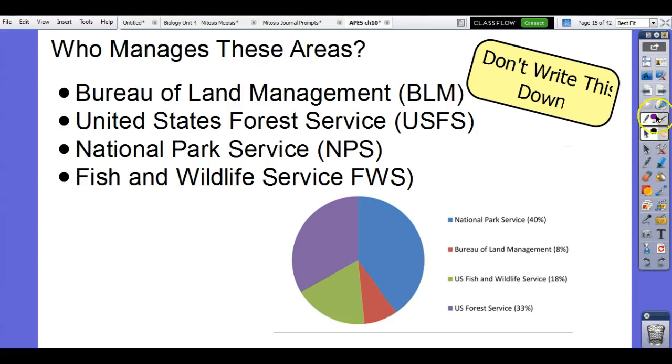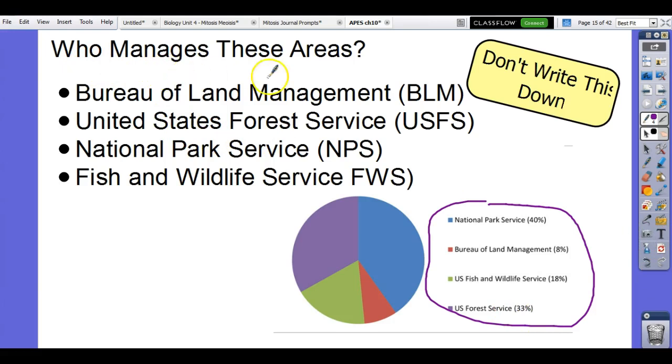So who manages these areas? Again, you don't need to write this down. A lot of this chapter is not necessarily tested on free response questions. Well, I've seen it on free response questions, but not necessarily heavily tested on the AP exam in general. So yes, you need to know that land is protected. You need to know multiple use and externalities, but the nitty-gritty of it all, there's a lot of different services and a lot of different organizations that control these areas, okay? And the details are not necessarily super important.